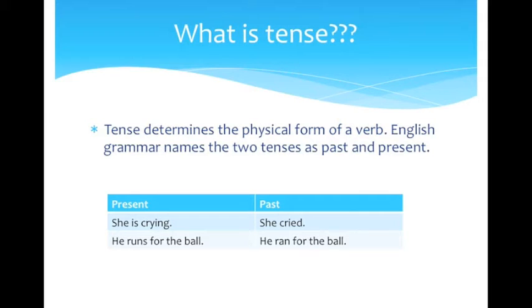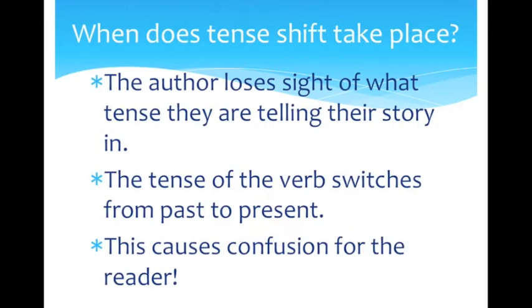Here's another example. Present tense, he runs for the ball. Past tense, he ran for the ball. Now that we know what tense is, we need to figure out what tense shift is. A tense shift occurs when the verb changes from past to present, or vice versa, when it shouldn't.